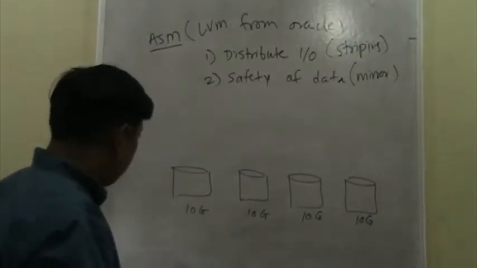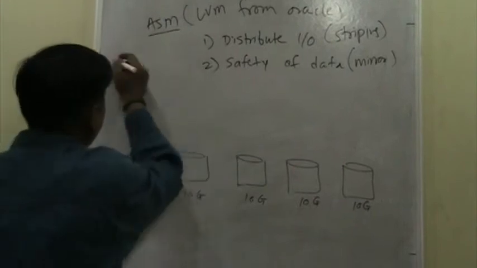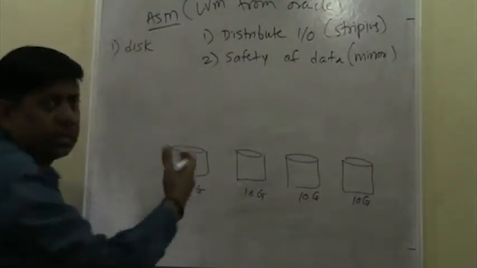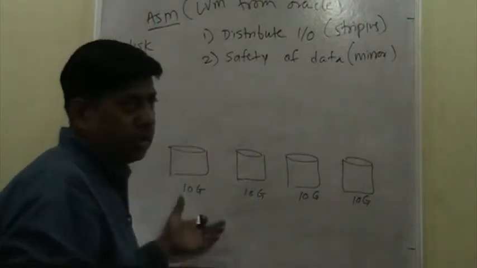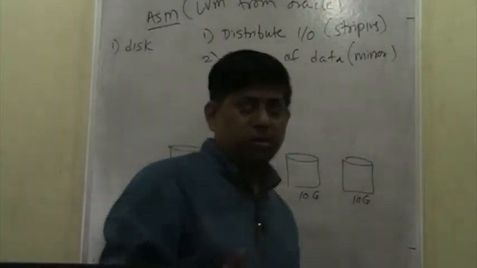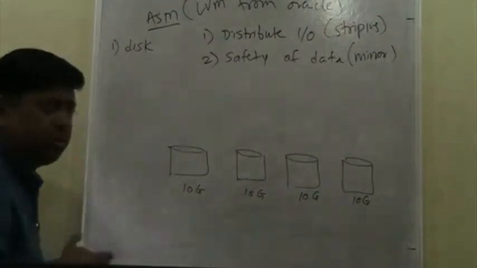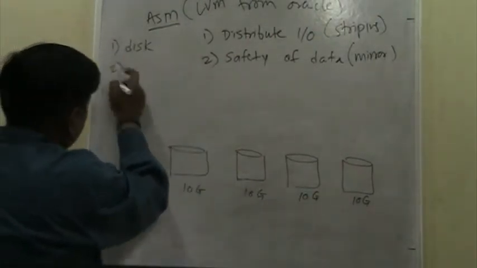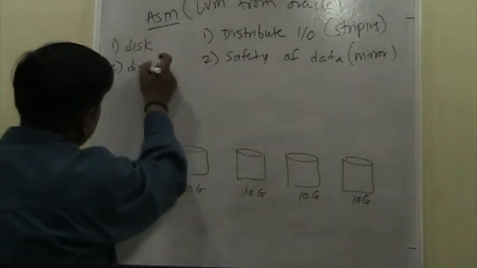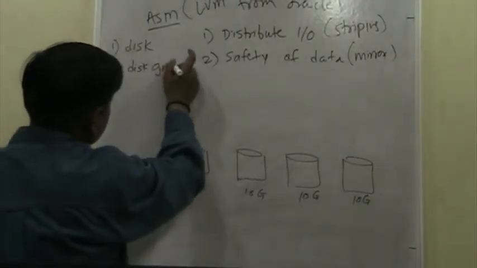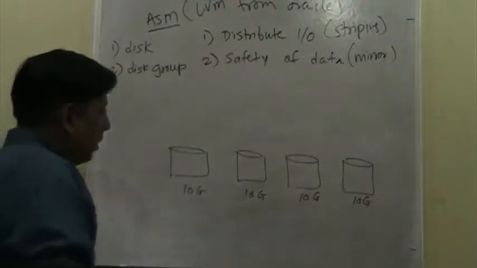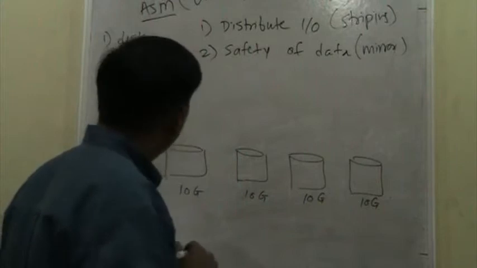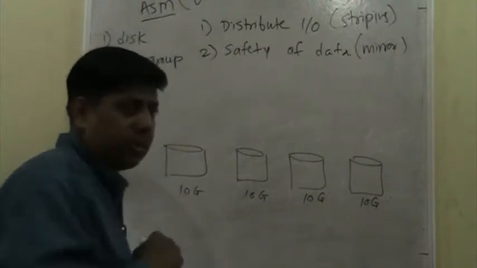Now I will talk about ASM terminology. Number 1, something called a disk. A disk is a disk. In ASM we call it a disk, in LVM we also call it a disk, and in normal partitioning we also call it a disk. A disk is a typical disk. Then there is a concept called a disk group. A disk group is a collection of disks, one or multiple disks clubbed together.